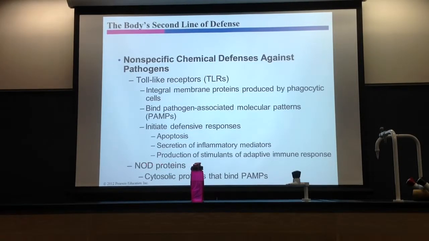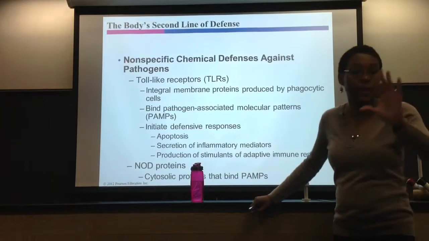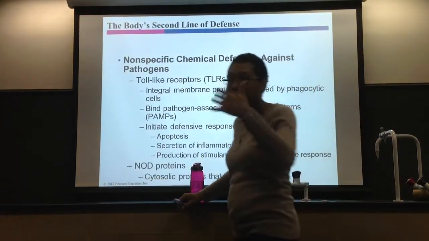Now, these NOD proteins, I won't hold you to, but these NOD proteins do the same thing as TLRs. Here's the difference. TLRs are on the membrane itself. They are on the membrane, right? They're looking for something to bind, something that belongs to a pathogen. Okay? These NOD proteins are on the inside. They're on the inside of the macrophage or inside of the phagocyte, but they do the same thing. They will also bind a PAMP.